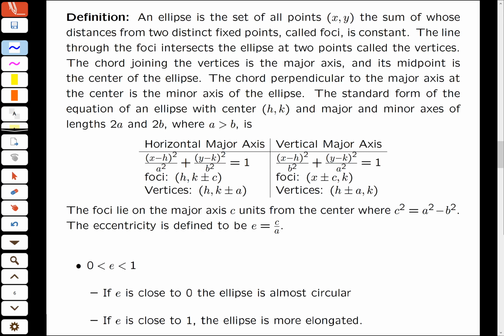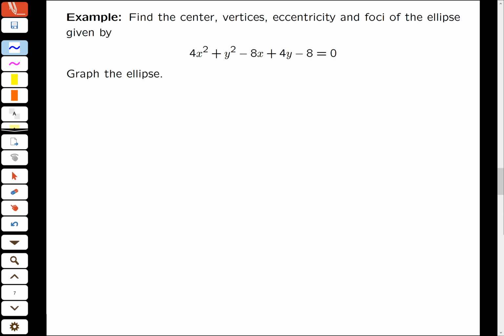A lot of equations to know. Let me simplify this for you. We'll do an example. Find the center, vertices, eccentricity, and foci of the ellipse, and then graph the ellipse. Notice I put this in general form again. I have two squared terms here and a plus in between the two squared terms. They're both the same sign. That tells me this is an ellipse. It is not a circle because I have a 4 here and a 1 here. I don't have the same leading coefficients on my squared terms. This is an ellipse.